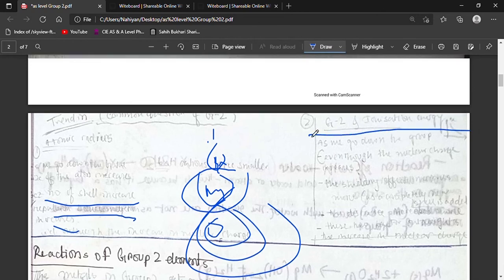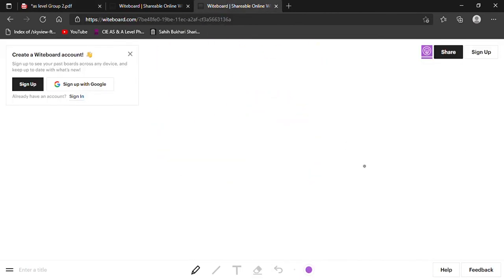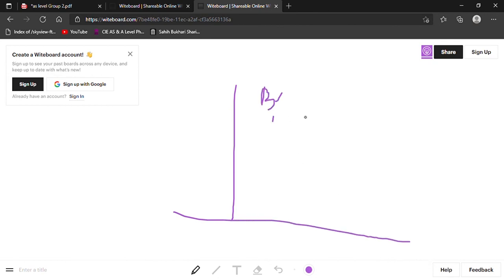The second thing is the trend in ionization energy that we have to know. The graph that we get if we draw the trend in ionization energy decreases. It starts with beryllium and decreases on the way, and the last one should be radium. So that's how the ionization energy curve is.